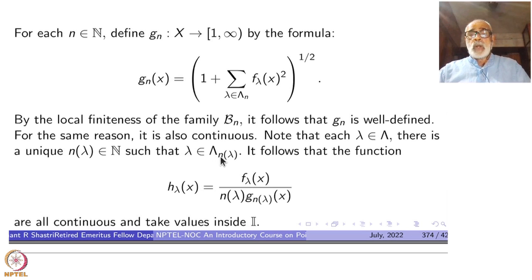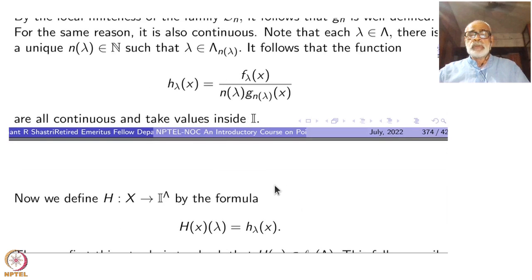So when λ is in Λ_{n_λ}, I can take h_λ(x) to be f_λ(x) divided by g_{n_λ}(x). Here n_λ is some positive integer, and g_{n_λ} also makes sense; for each λ it is a unique n_λ. So divide by this one, this is a non-zero function. So f_λ is continuous, this is continuous, so the h_λ's are all continuous functions taking values inside I now, because if you take the square of this, then f_λ squared is one of the terms in the sum. So the numerator is always smaller than the denominator and they are all positive. So they take values inside I.